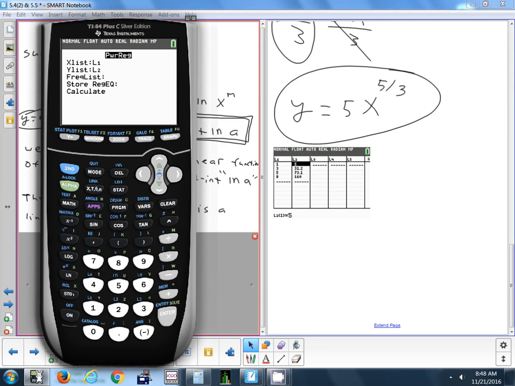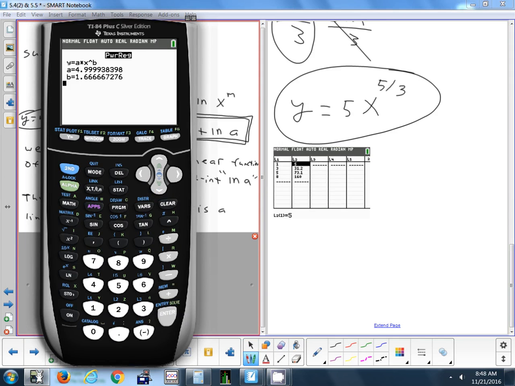As long as you typed your L1 and L2 just like I did, put your X's in L1, put your Y's in L2. Don't use the other lists. You don't have to change anything. Just go to calculate, hit enter. And it tells us the equation is A is 4.9999 and B is 1.6, looks like almost 6 repeating.